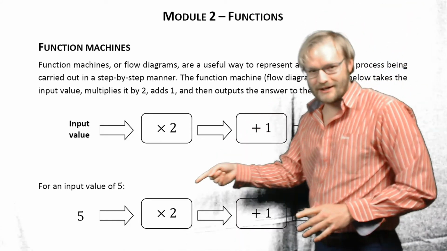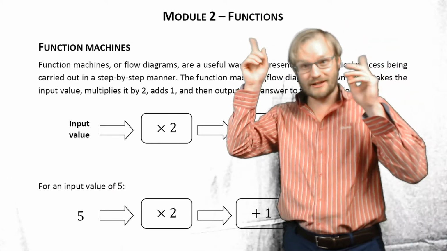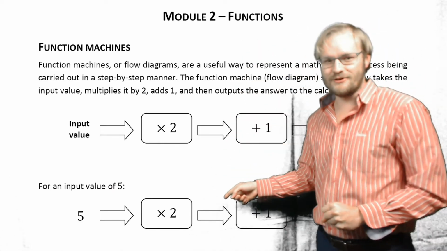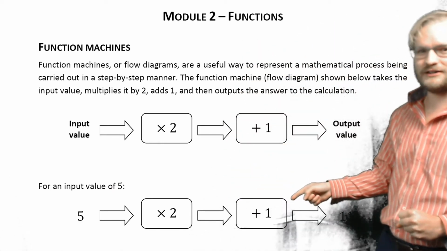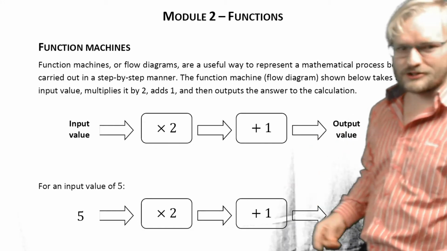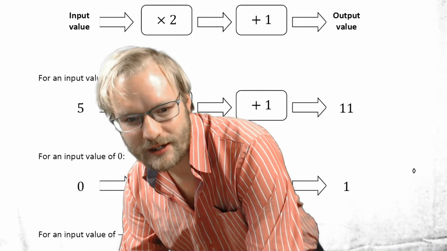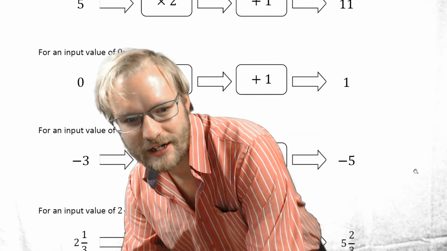Okay, so we got our 5. Easy enough. 5 times 2, 10, I think we said. So we've got 10. Then our rule says that we're going to add 1. Well, 10 plus 1 gives us 11. There's our output. Okay, so we're going to do this, and we're going to take another one, and let's load them all up here ready to go.